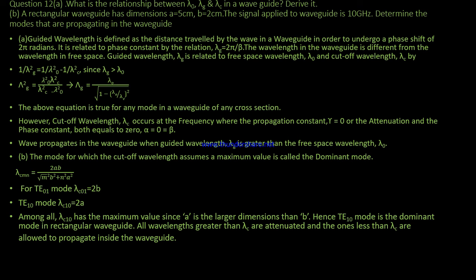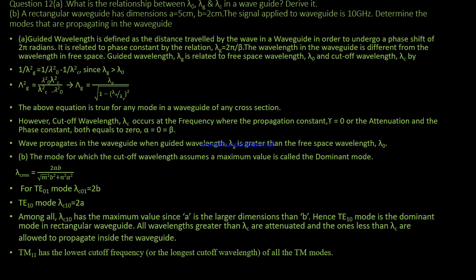All wavelengths greater than lambda c are attenuated, and the ones less than lambda c are allowed to propagate inside the waveguide. That means any wavelength greater than the cutoff wavelength is attenuated, and the ones less than the cutoff wavelength are allowed to propagate inside the waveguide.